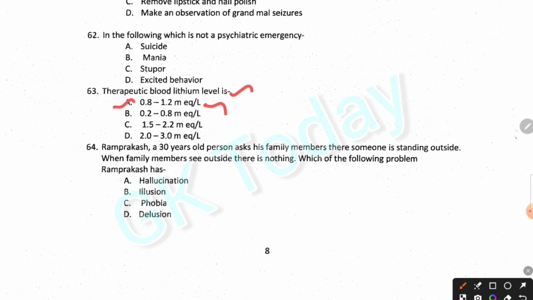Question number 64. Ram Prakash, a 30 years old person, asks his family members that someone is standing outside. When family members see outside, there is nothing. Which of the following problem does Ram Prakash have? Correct answer is option A, hallucination.